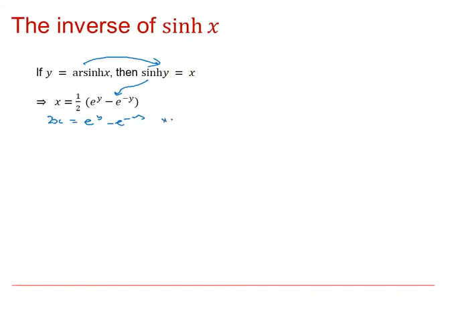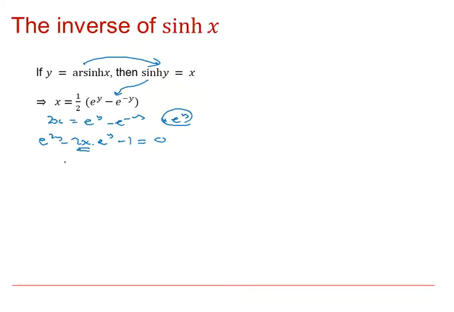And if we multiply by e to the y throughout and do a little bit of rearranging, we can turn this into e to the 2y minus 2x e to the y minus 1 equals 0. And this is a quadratic in e to the y. Slightly unusual in that the coefficient of e to the y is minus 2x, but it is a quadratic in e to the y.